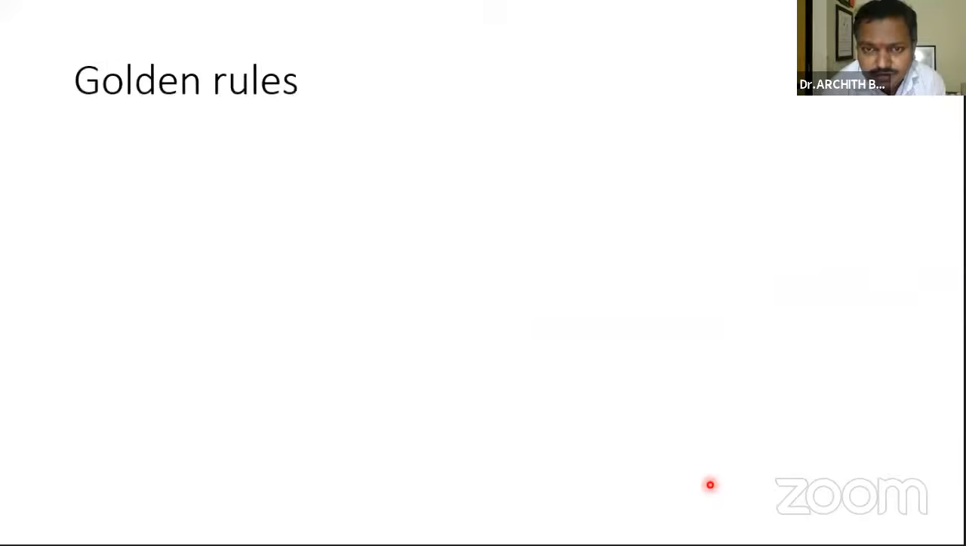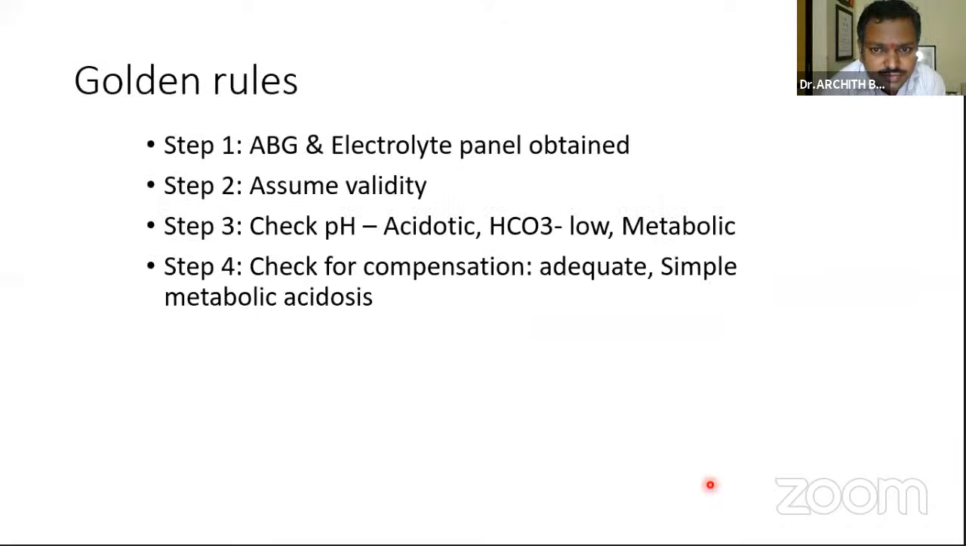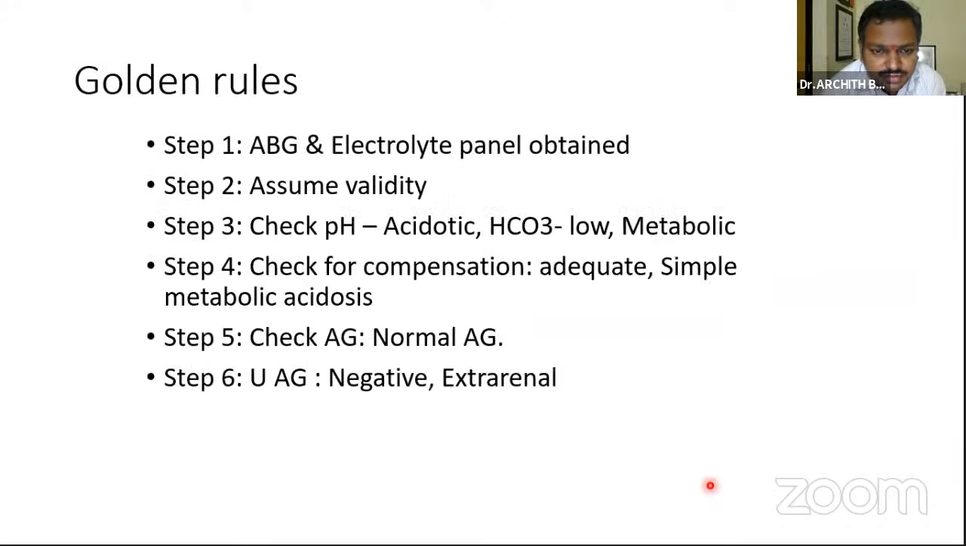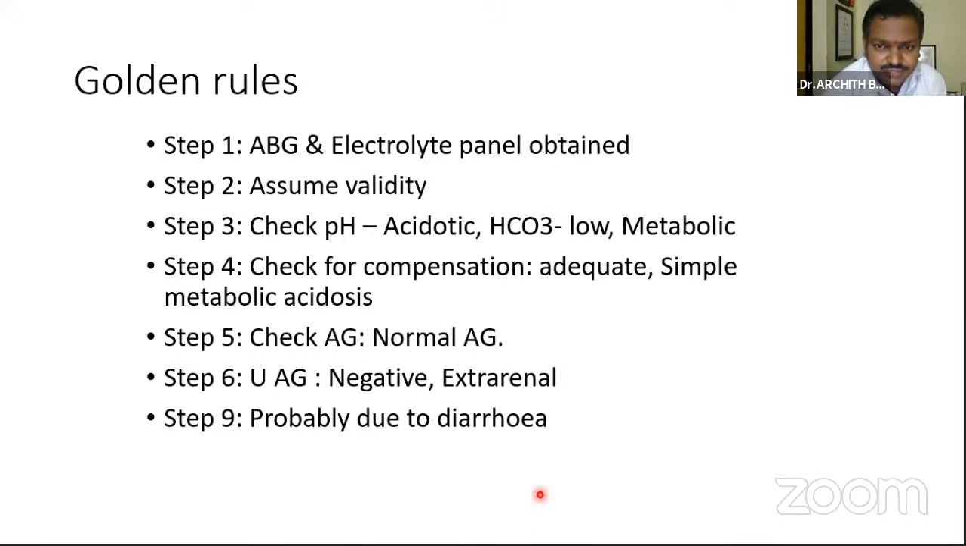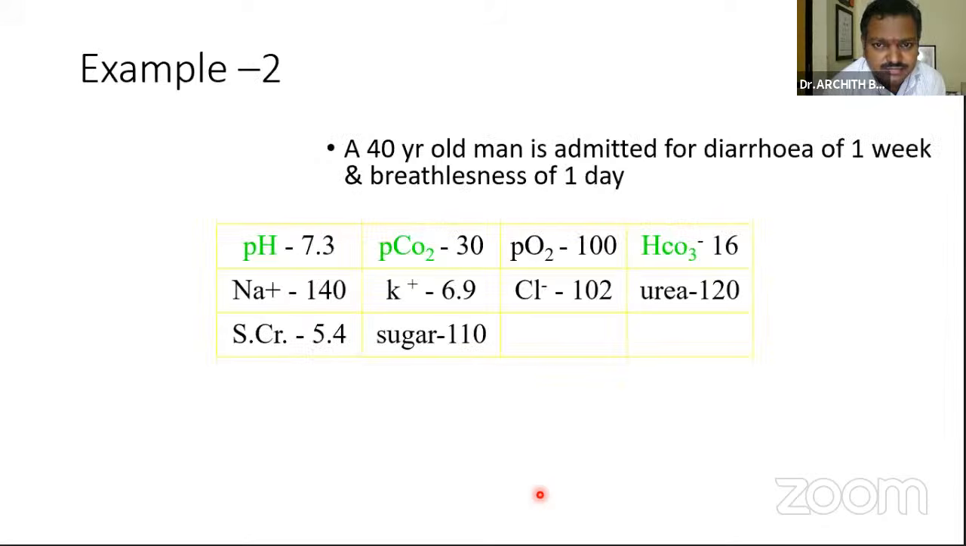Okay. Why are the slides not moving? Okay, so normal anion gap acidosis that you're seeing here. And based on this, it's an extra renal cause because it is a GI loss that is causing that, probably secondary to diarrhea. Some amount of lactate could have been there, but that would have caused a high anion gap acidosis.